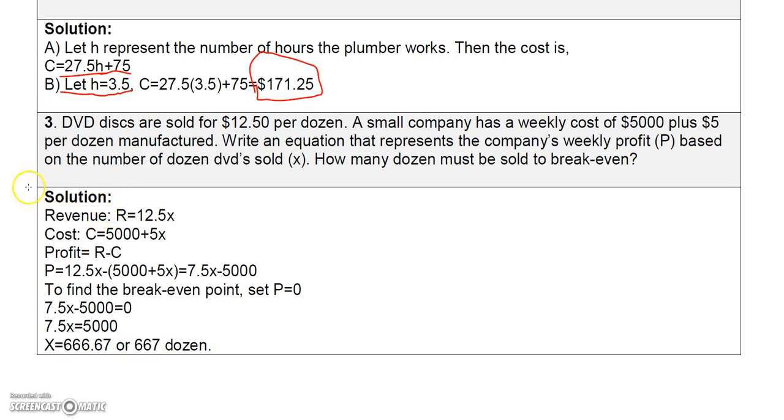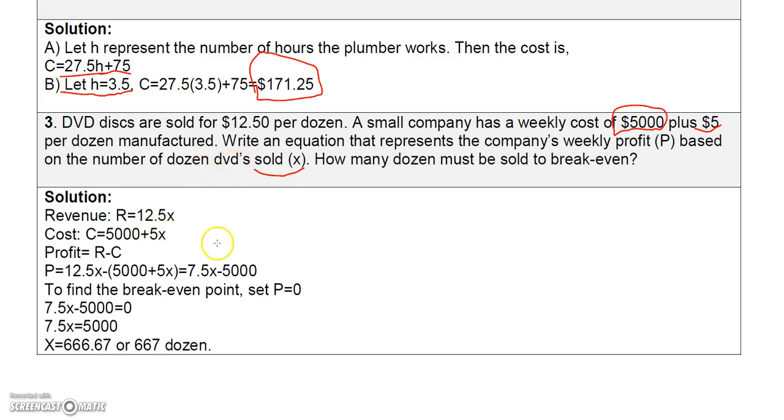Okay, now the next problem says DVD discs are sold for $12.50 per dozen. A small company has a weekly cost of $5,000. So that just means regardless of how many they manufacture and sell, it's going to cost them $5,000. But then it's going to cost them $5 per dozen of DVDs they manufacture. So the question says write an equation that represents the company's weekly profit based on the number of dozen of DVDs sold. That'll be X.